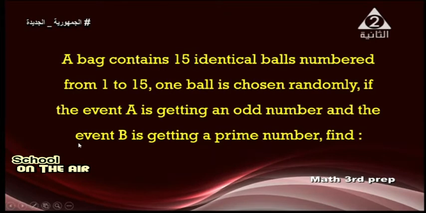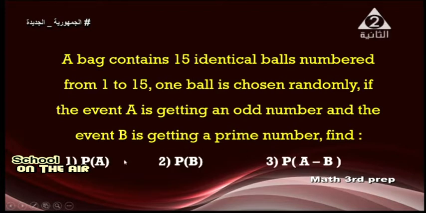Another example. A bag contains 15 identical balls numbered from 1 to 15. One of them is chosen randomly. If the event A is getting an odd number and the event B is getting a prime number, find P of A, P of B, and P of A difference B.